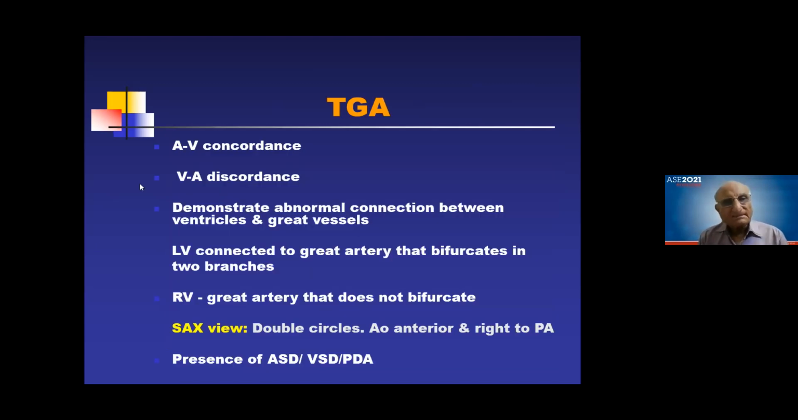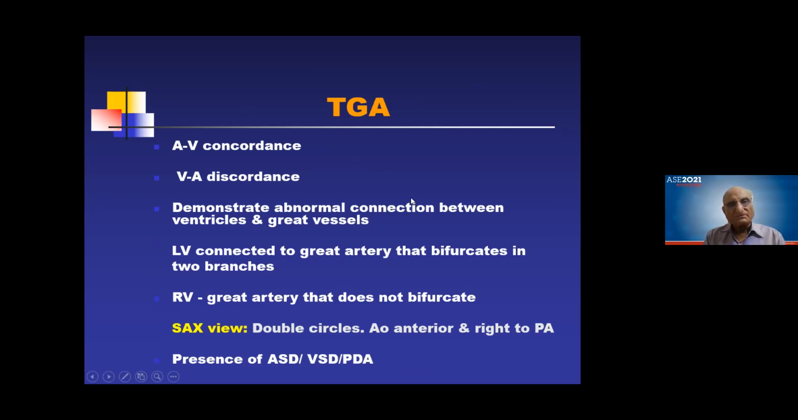So in a TGA, there is atrioventricular concordance and ventricular arterial discordance. That means the arteries are not arising from the respective ventricles. So you demonstrate the abnormal connection between the ventricles and the great vessels. The LV is connected to a great artery that bifurcates into two branches, as we showed you in two different examples. The artery which bifurcates is the pulmonary artery, and the RV gives rise to the great artery that does not bifurcate. And there is the presence of ASD, VSD, and a PDA.